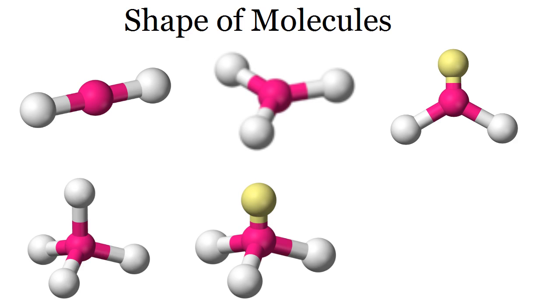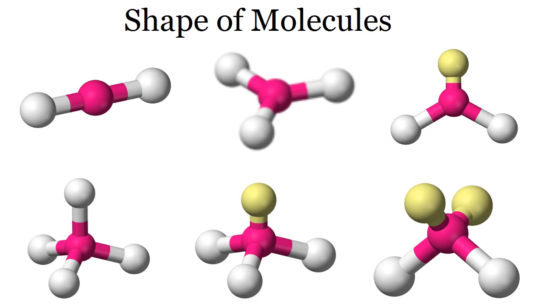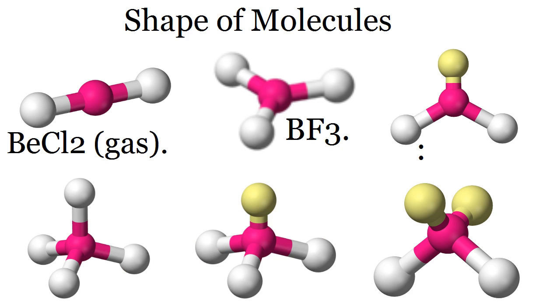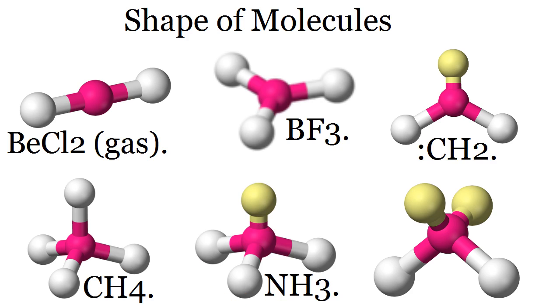Trigonal pyramidal with 1 lone pair, bond angle less than 109 degrees. V-shape with 2 lone pairs, bond angle less than 109 degrees. Examples: beryllium chloride gas, BF3, CH2, CH4, NH3, H2O.